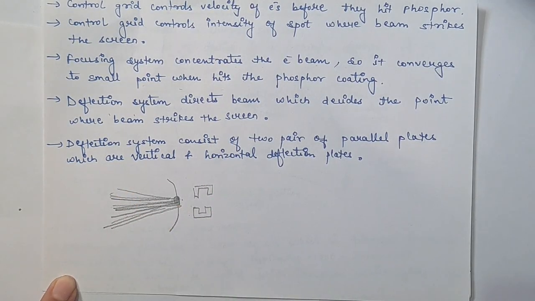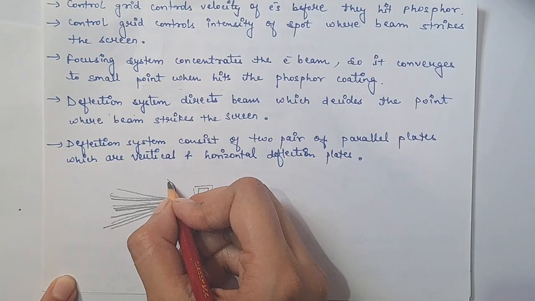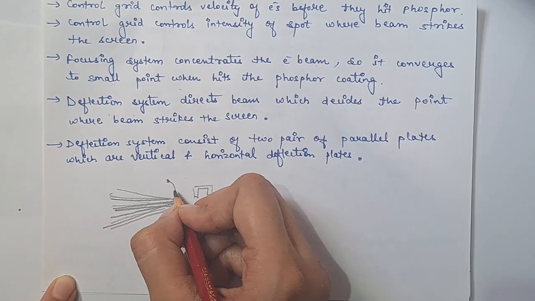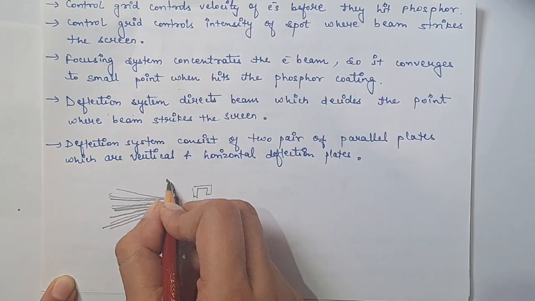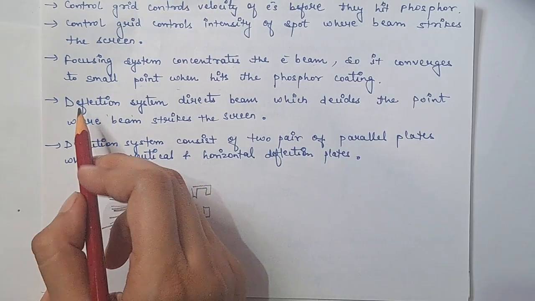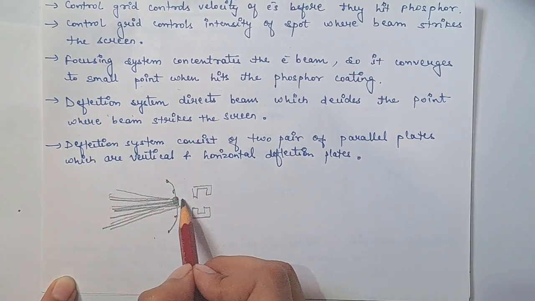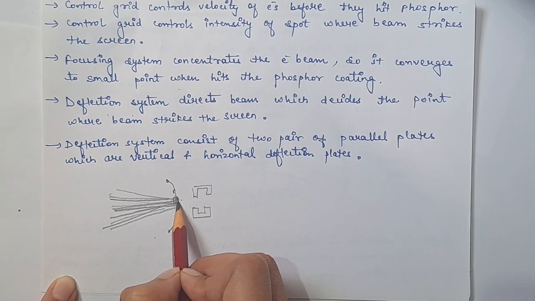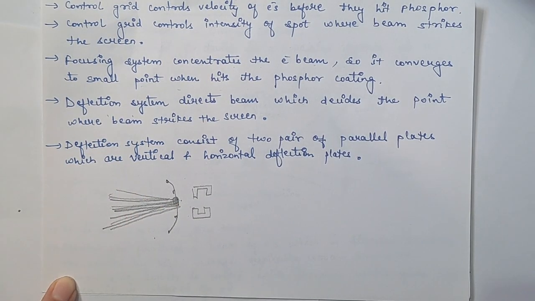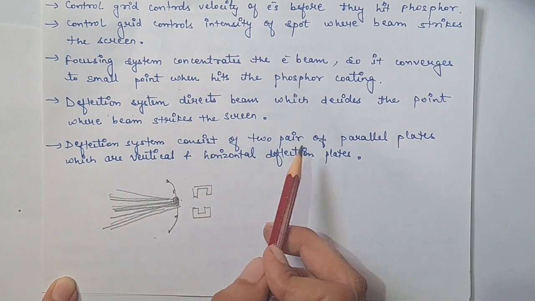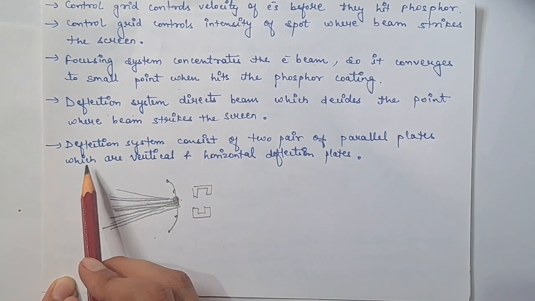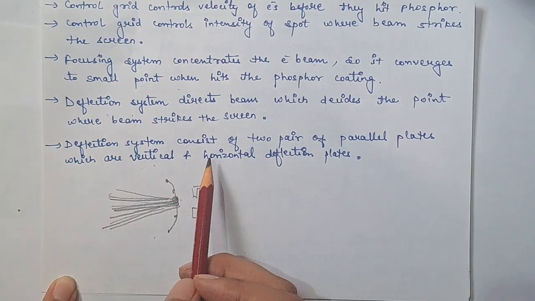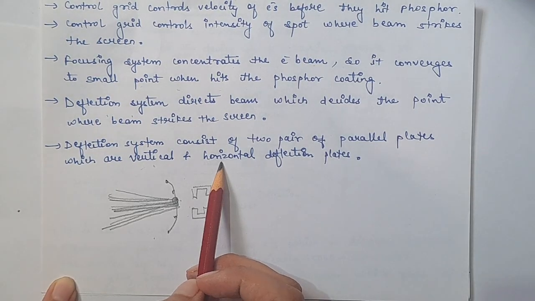जबकि जो डिफ्लेक्शन सिस्टम है वो बीम को हेल्प करता है, वो उसको डायरेक्ट करता है कि वो किस पॉइंट पे जाके स्ट्राइक करे. हो सकता है हमारी बीम यहाँ पे स्ट्राइक करे, हो सकता है यहाँ पे करे, हो सकता है यहाँ पे करे, हो सकता है यहाँ पे करे या यहाँ पे करे, कहीं पे भी कर सकती है. तो डिफ्लेक्शन सिस्टम ये बताता है बीम को कि उसको कहाँ पे जाके स्ट्राइक करना है. सो दिस इज़ द वर्क ऑफ द डिफ्लेक्शन सिस्टम. ऑल्सो डिफ्लेक्शन सिस्टम में दो पेयर ऑफ पैरेलल प्लेट्स होती हैं जो कि हमने देखा प्रीवियस डायग्राम में, which are the vertical deflection plates and the horizontal deflection plates.